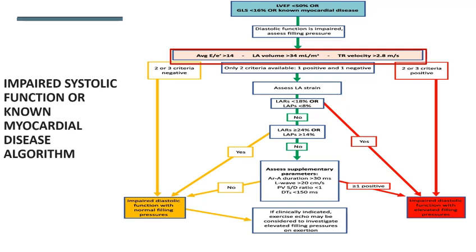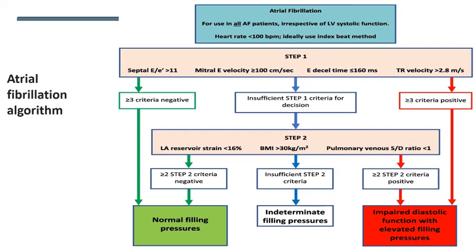Due to the overlap in left atrial strain parameters between normal and elevated left ventricular filling pressure, LAPS values of 8 to 30% and LARS between 18 and 23% may be seen in the setting of both normal and elevated left ventricular filling pressure, and supplementary parameters should be considered. This algorithm for the assessment of left ventricular diastolic function should be used in all patients in atrial fibrillation, irrespective of left ventricular systolic function.